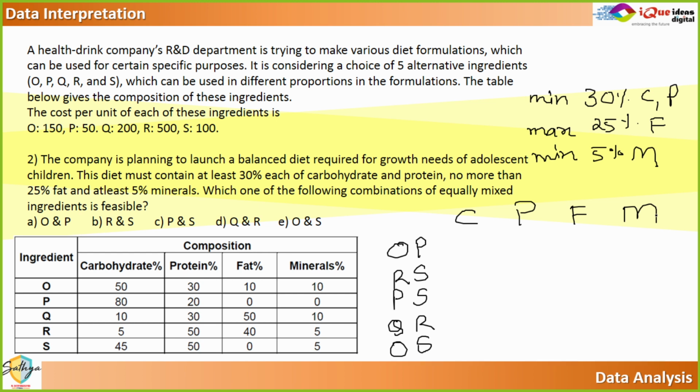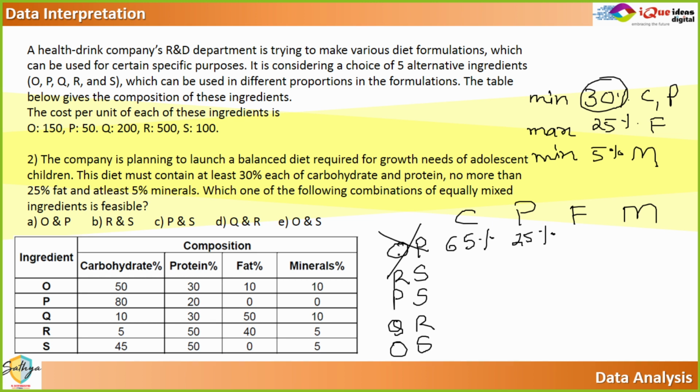Okay, so let's see this. Supposing I mix O and P. So carbohydrate will be 80 plus 50, that is 130. Out of 200, 130 means this will have 65% carbohydrate. And 30 plus 20 is 50 divided by 2. This will make only 25% protein. But I require minimum 30% protein. So OP does not work for protein.